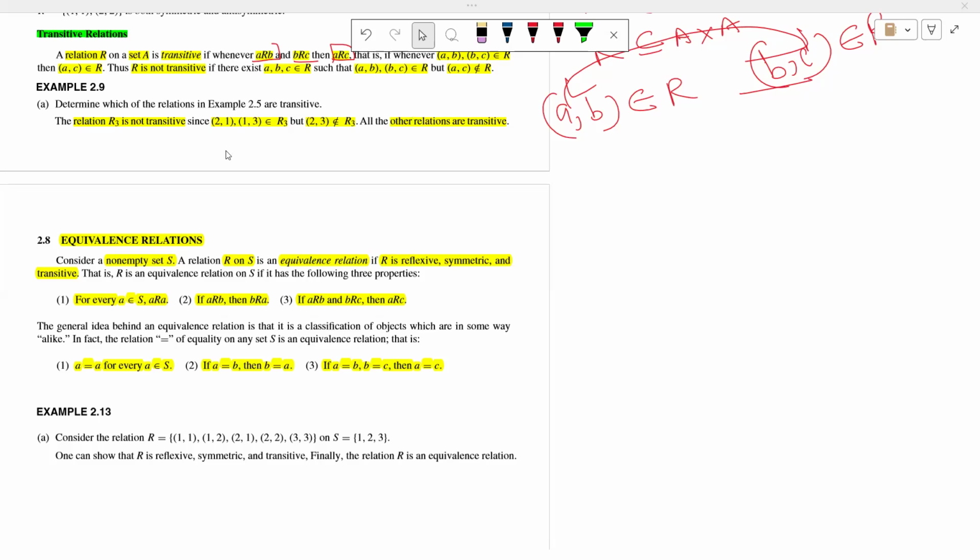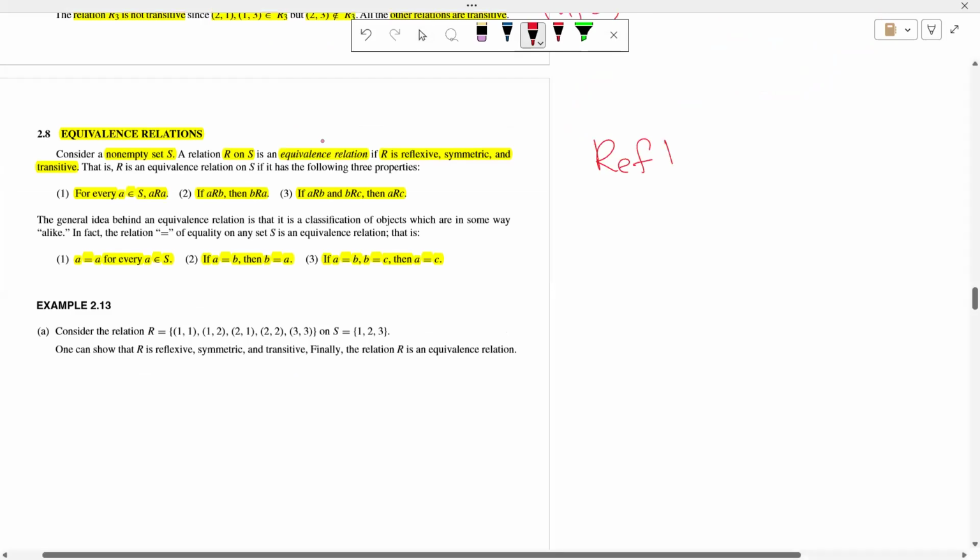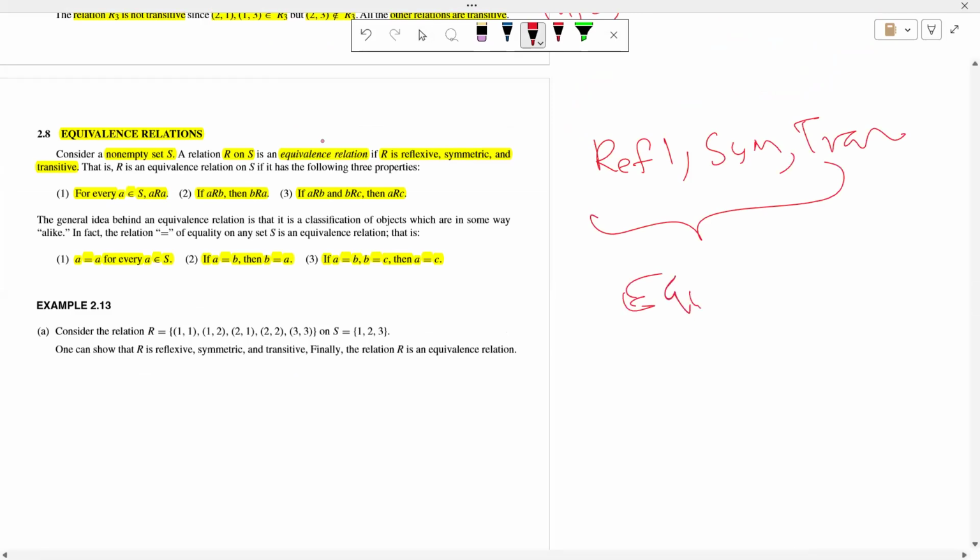Okay. The last part: equivalence relation. An equivalence relation means if any relation is reflexive as well as symmetric as well as transitive, then we can say that is an equivalence relation. So if I ask you to prove that a relation is an equivalence relation, first you need to prove that the relation is reflexive, that it is symmetric, and that it is transitive. If a relation satisfies these three properties, then we can say that is an equivalence relation.